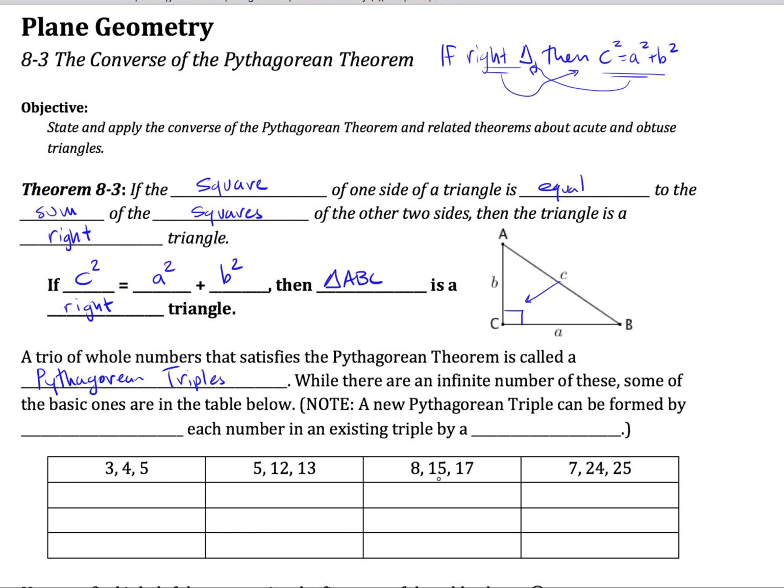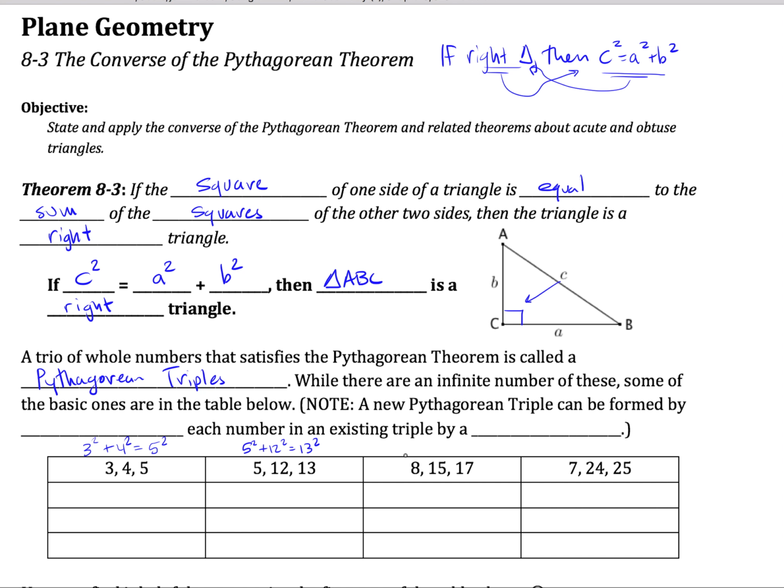And we can see there are 4 of them right down here. 3, 4, and 5 is probably the most well-known Pythagorean triple because 3 squared plus 4 squared equals 5 squared. 3 squared is 9, plus 4 squared, which is 16. 9 plus 16 equals 25, which is what 5 squared is. So 3, 4, 5 is probably the most famous of the Pythagorean triples. But there are others. 5, 12, and 13 works because 5 squared plus 12 squared does equal 13 squared. It's 25 plus 144, which equals 169, which is 13 squared.